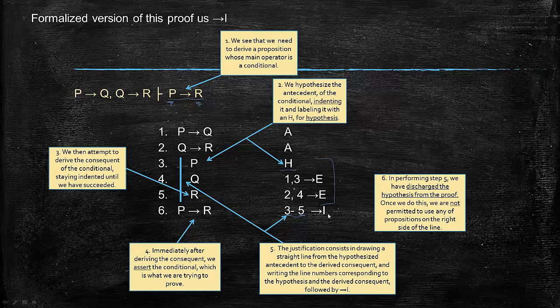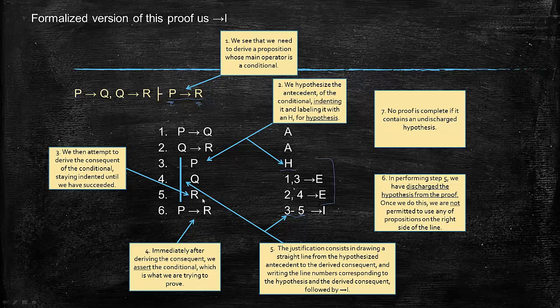So in performing step 5, what we've done is we've discharged the hypothesis from the proof and everything we used to derive the consequent. And once we do this, we're not permitted to go back inside here and use any of these for anything in the future. Now, there's nothing in the future of this one, but later we'll see that we might do conditional introductions for the purpose of getting other, more basic conclusions.